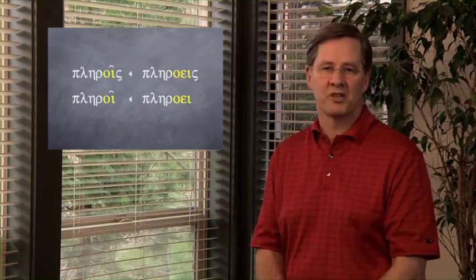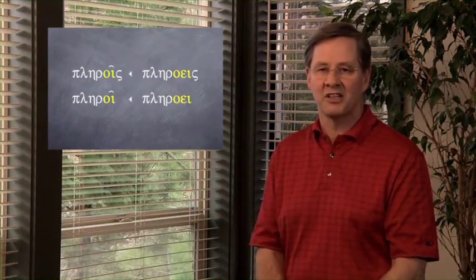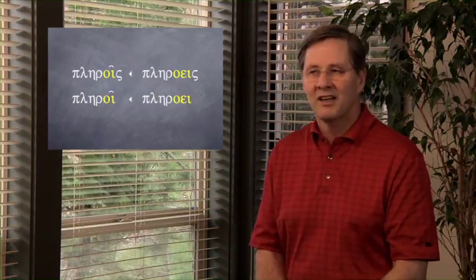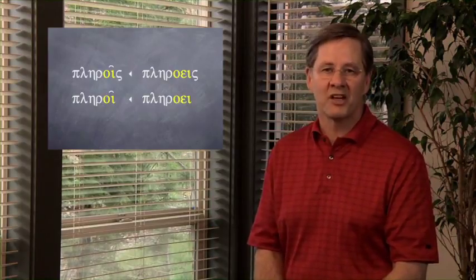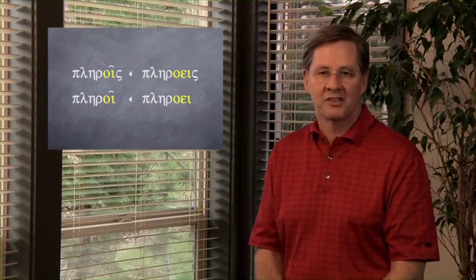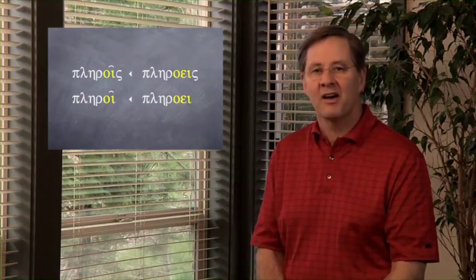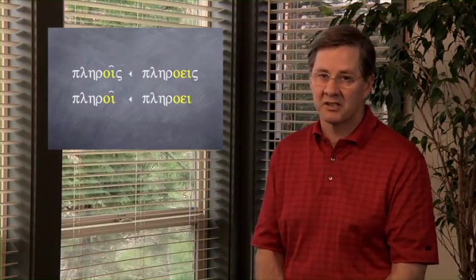And of all the forms that you're going to be looking at, these are the most confusing. In fact, if you see these and you don't recognize it's a contract verb, you can get stuck trying to figure out what they are. But so, for example, if you have plerao, so you have the stem plera, and you add the eis ending onto it, plereis goes to plerois.